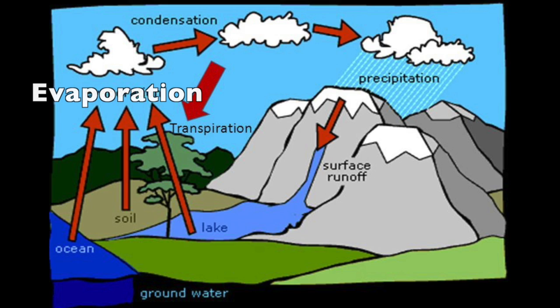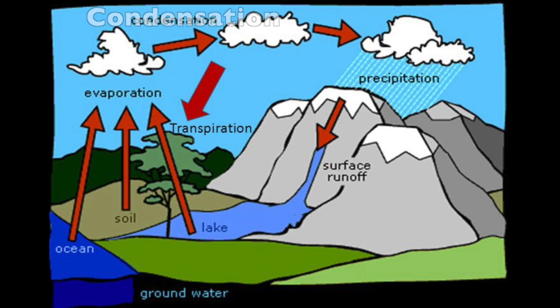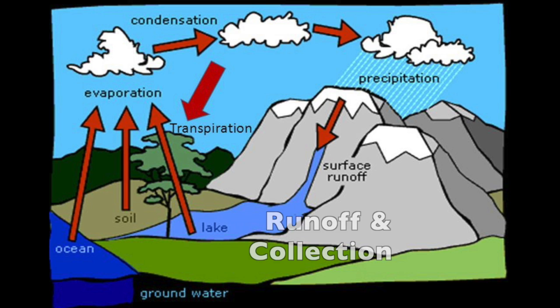The simple parts of the water cycle are evaporation, condensation, precipitation, runoff, and collection, and then the whole thing repeats.